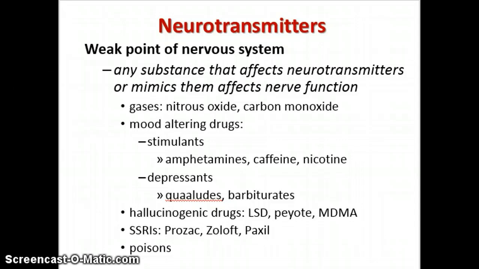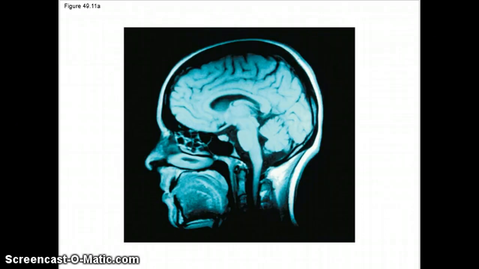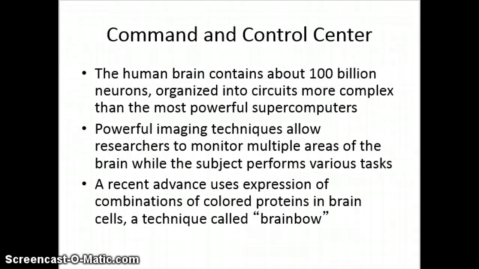Now what we're going to move on to is chapter 49, section 2. And that's going to be looking at the brain. So this is an X-ray showing the structure of the brain in the human adult. And essentially, the human brain contains about 100 billion neurons.